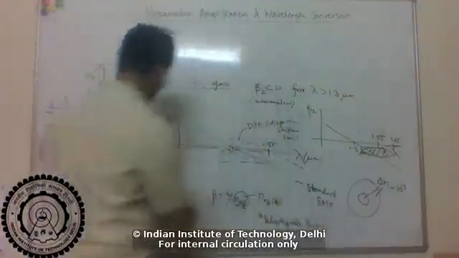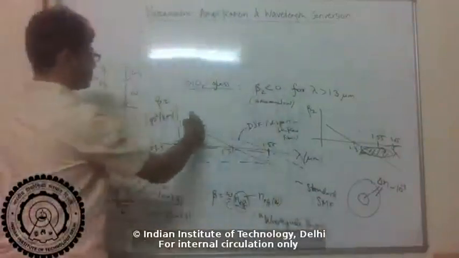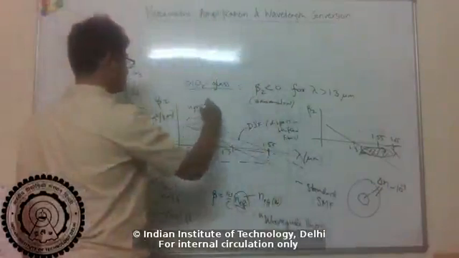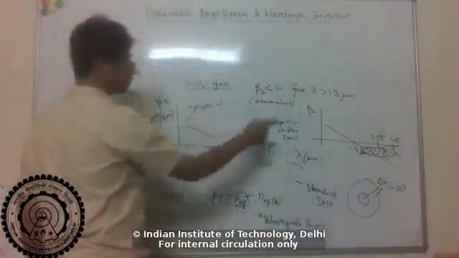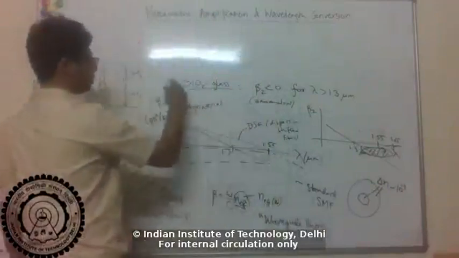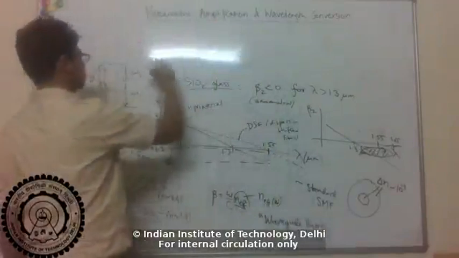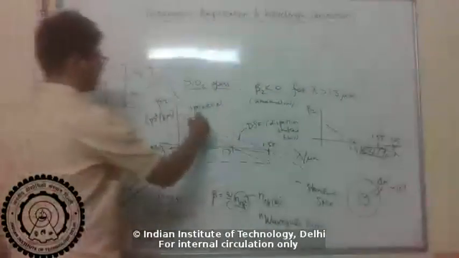As opposed to the material case, which is called material dispersion, which comes from the n versus wavelength of the material. That's called material dispersion.